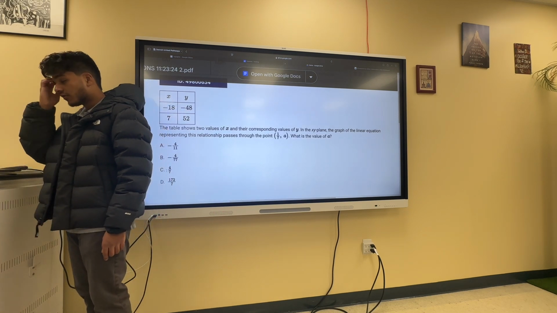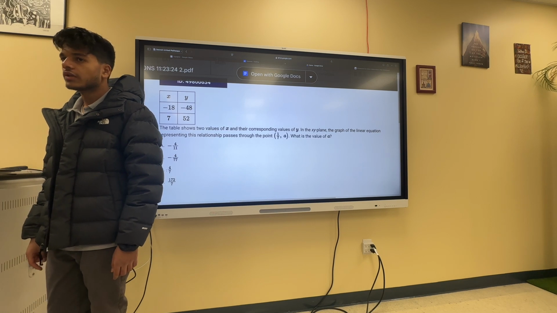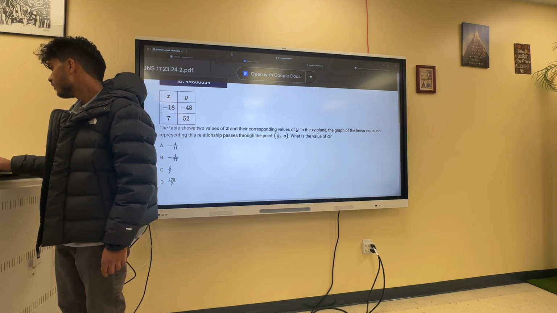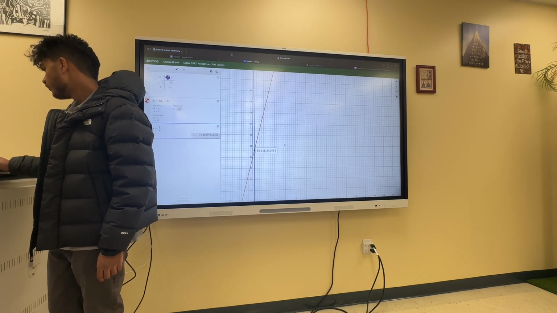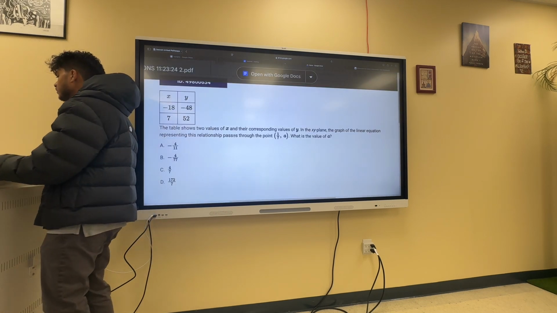C is 4 over 7. 4 over 7 is a number that is less than 1. So that can't be the answer because our answer is 24.571. So that leaves us with D, 172 over 7.